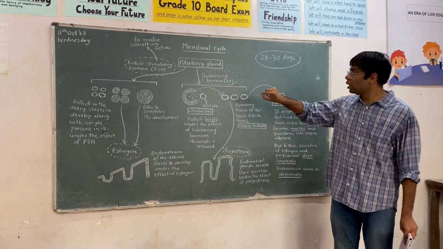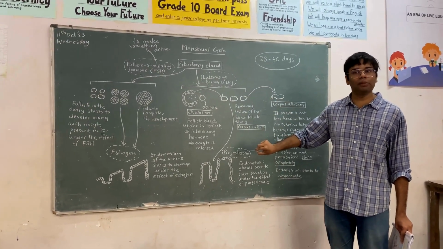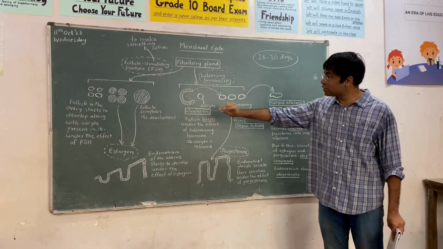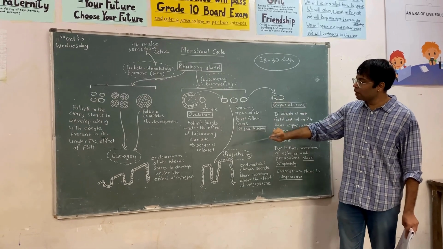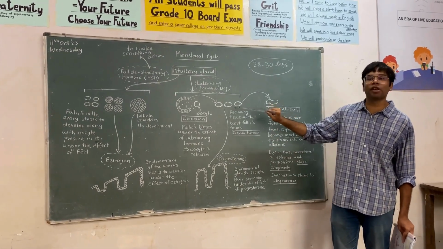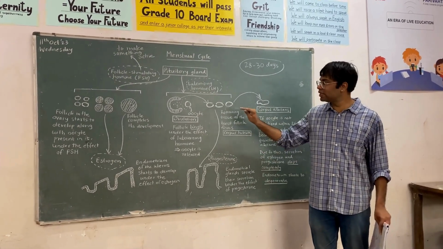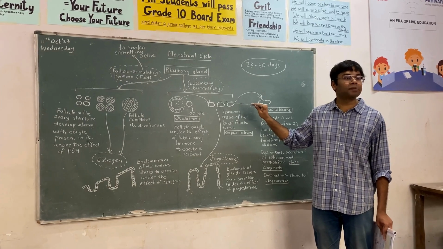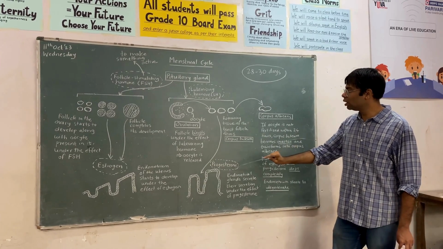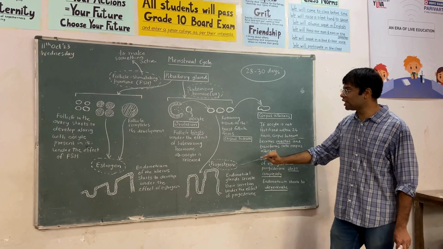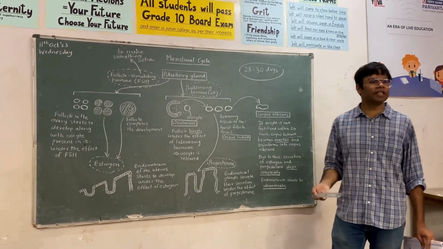So if this becomes inactive, will progesterone be secreted anymore? No. And it's also secreting estrogen. This one was also secreting estrogen. So both progesterone and estrogen that this was secreting will now stop once this becomes inactive. Is that clear? Yes. And once this stops, the endometrium starts to degenerate.